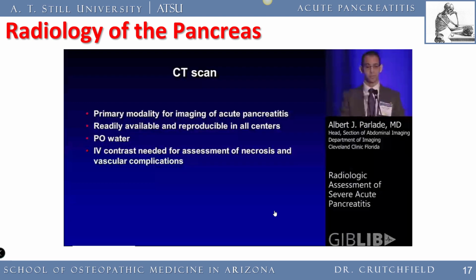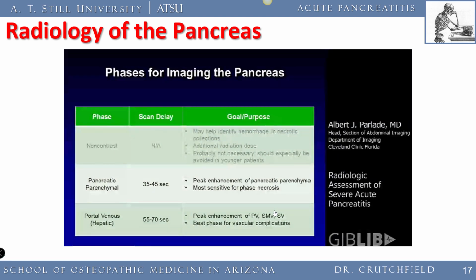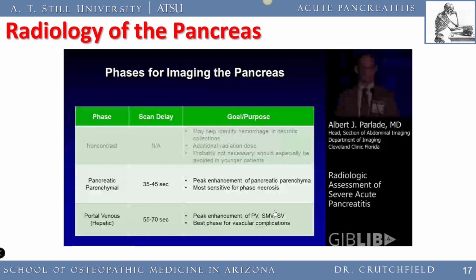IV contrast is essential. This is essential for diagnosing necrosis and looking for vascular complications. You can image the pancreas in various phases. You can do a non-contrast CT scan, then inject IV contrast, in about 35 to 45 seconds scan again, get a pancreatic parenchymal phase, wait a little longer, 70 seconds, get a portal venous phase.